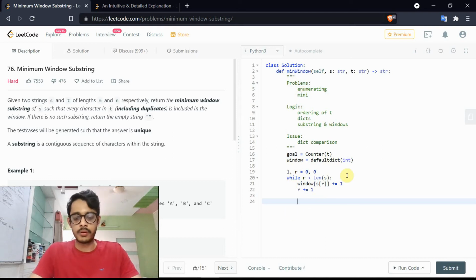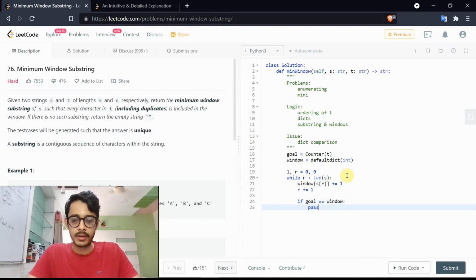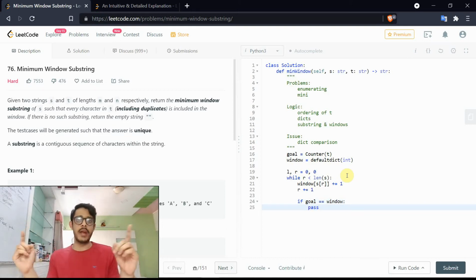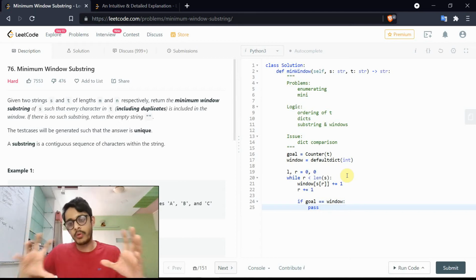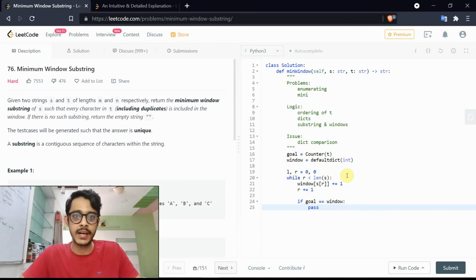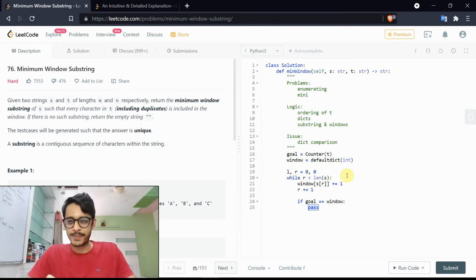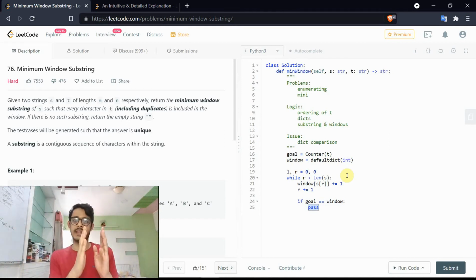What if this dictionary goal is the same as the dictionary window? I'm basically saying that in the current window of L to R, we have found this sort of goal inside of it. And that's great news, right? What do we also want to do here? We also want to look at how we can sort of reduce its length.